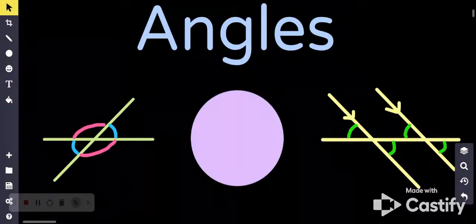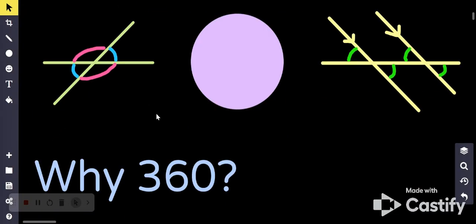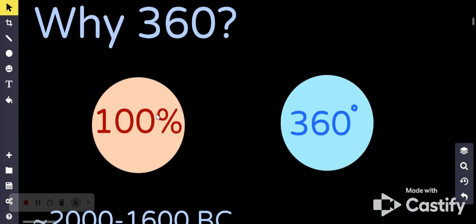In this video, we're going to be looking at angles, some of the basic measurements of them and where they come from. So I think a good place to start is just why do we even have 360 degrees in a circle? We typically think of things in terms of base 10, out of 100, right? 100% means full. So where are we getting this 360 from?